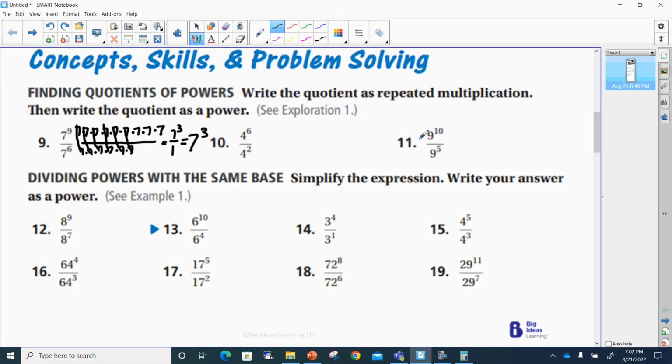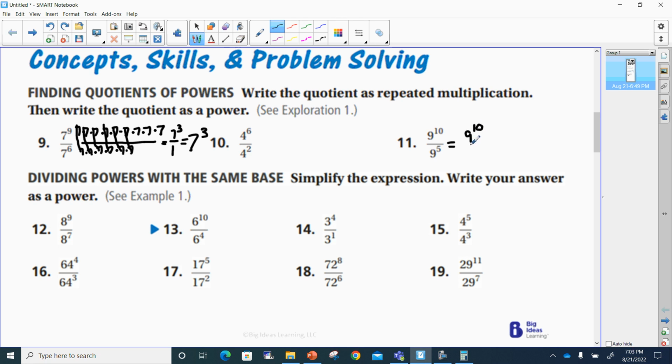All right, number 11. Wow. Well, you know what? I'm going to take a shortcut here. I could do this and put 9 times itself 10 times, then 9 times itself 5 times, and cross out 5 of them, and I'd have 9 to the 5th. But look how easy this is to do. Whatever the bigger exponent is, I'm going to take the smaller exponent, and I'm going to bring it up to it. So this is going to be 9, and this is to the 10th.